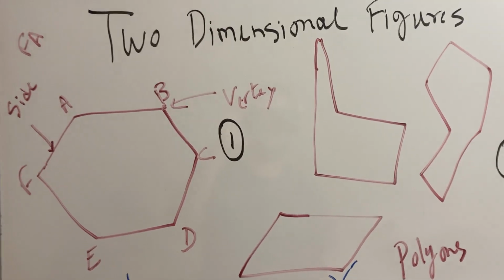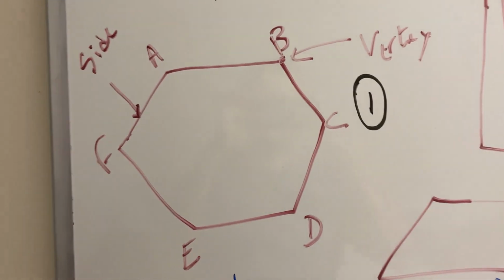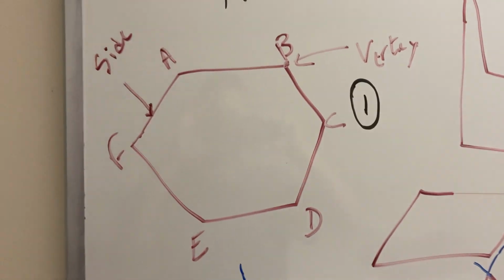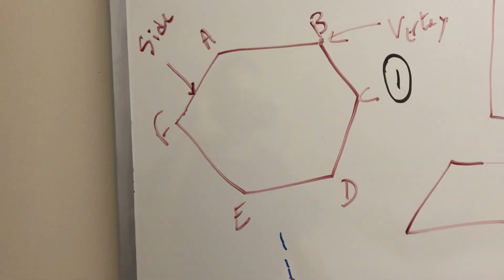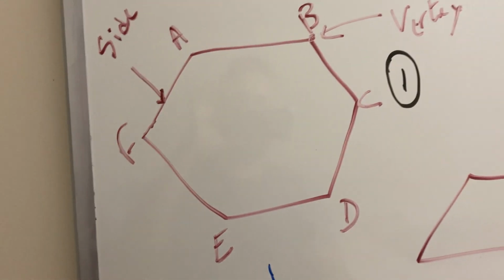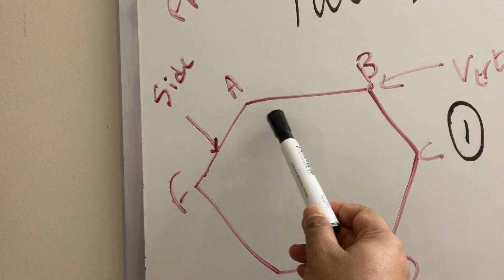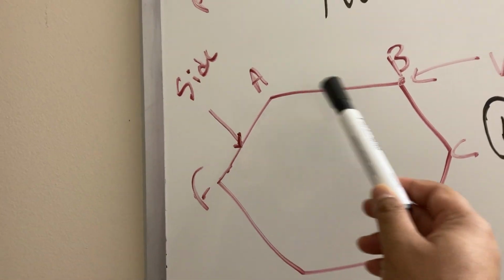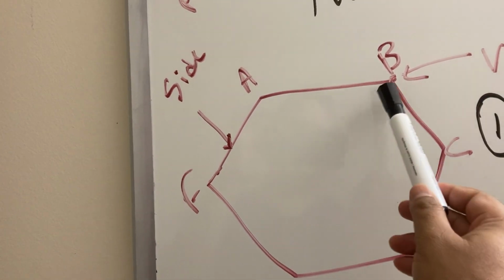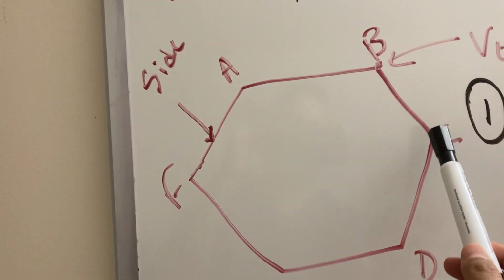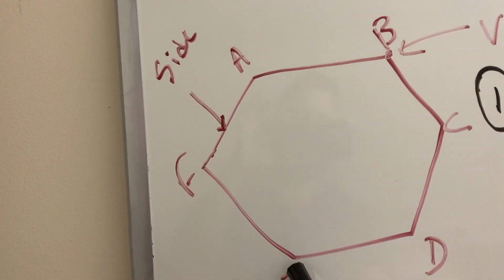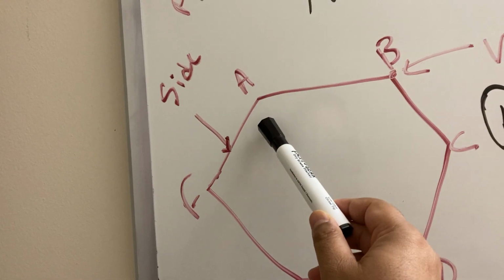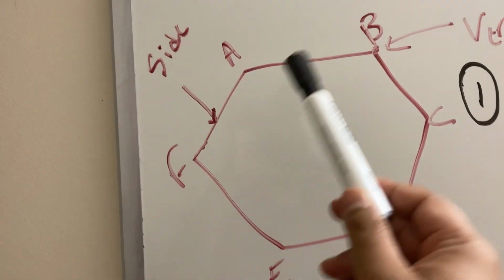So you see out there, the most basic one to start with is a polygon. This is a polygon. Now in this polygon, how many sides do you have? You have 1, 2, 3, 4, 5, 6 sides. All these sides will be joined and closed over to form a polygon.